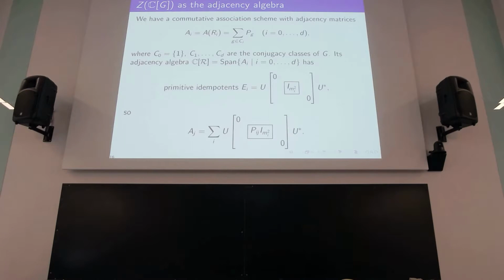Now, how do we find these Pij? Well, from this information, we know that before diagonalizing, they are sums of permutation matrices. And if I diagonalize, then it becomes a scalar matrix on each block. So how do we relate these scalars with these permutation matrices? That's what I'm going to do next.